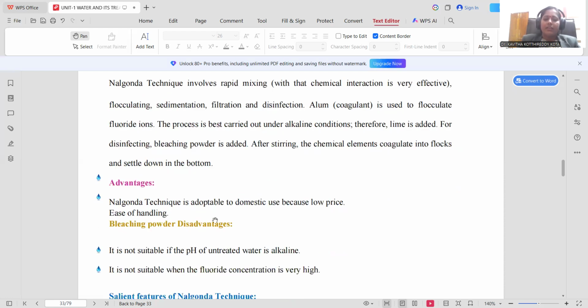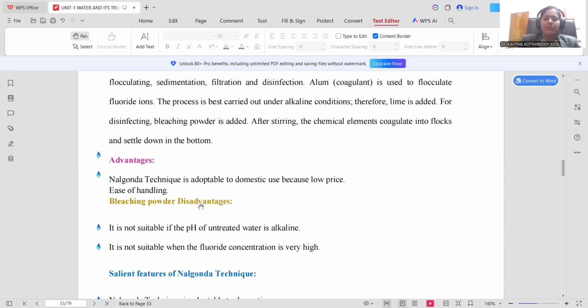Advantages of the Nalgonda technique: it is simply adoptable. Even for domestic purposes, you can simply use the Nalgonda technique without any proficiency or sophisticated scientific skill, right? Bleaching powder can be used. It may also have some disadvantages as well. For all pH values, it may not be sufficient, and when the fluoride ion concentration is extremely large, the Nalgonda technique may not be applicable.